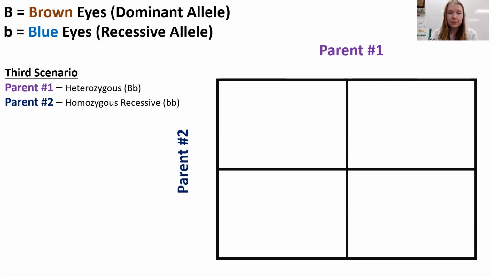All right. So for parent number 1, heterozygous, we put the 2 different alleles on the top, the big B and the little b. Parent number 2 is homozygous recessive. We put both the recessive alleles on the left. Filling out the square, we have the first case would be heterozygous. The second case would be homozygous recessive. We would have the third case be heterozygous again, and the fourth case be homozygous recessive.